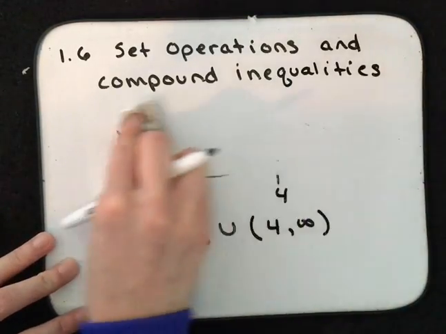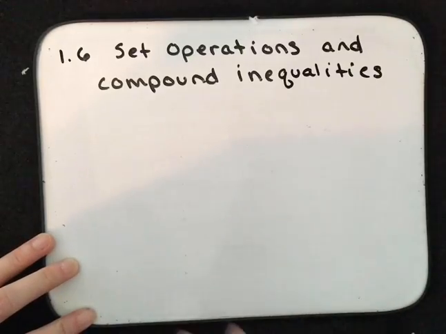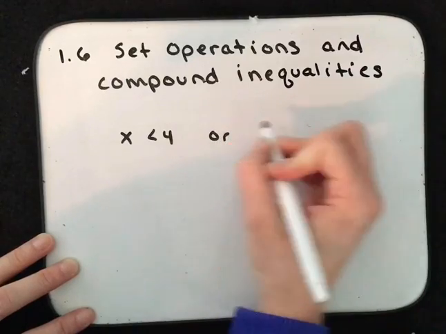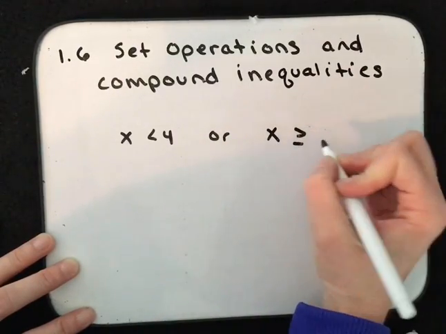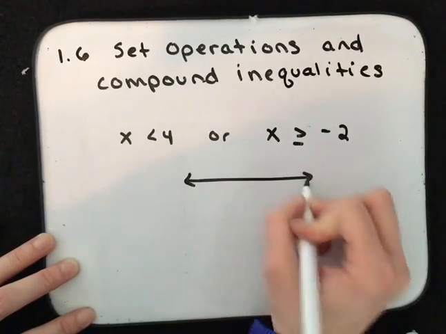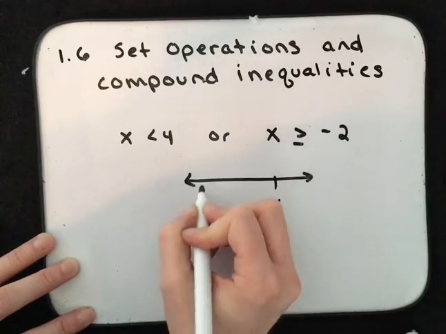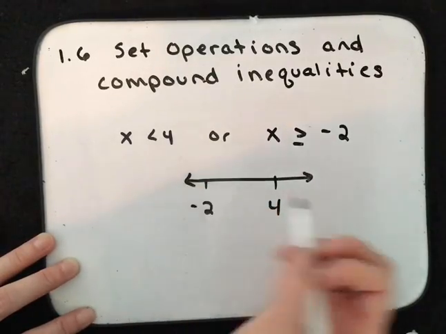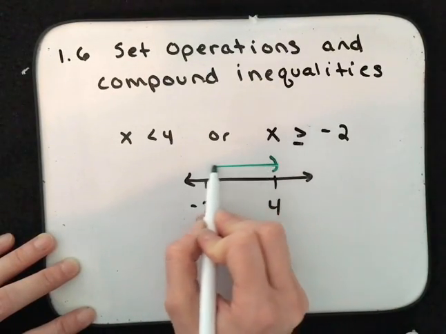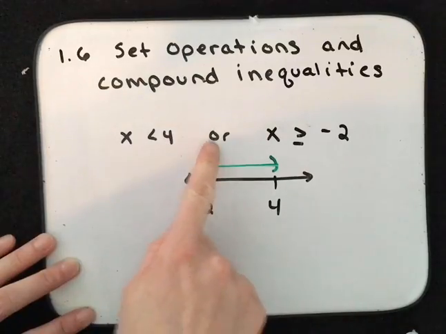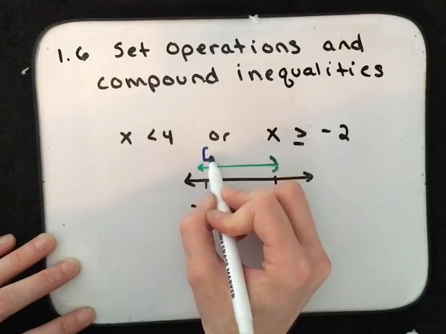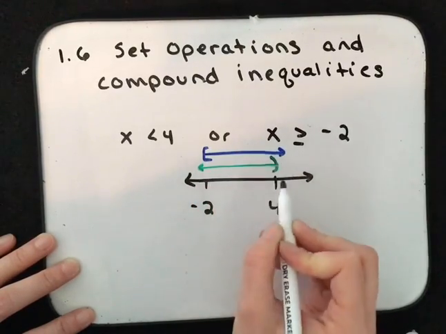Let's try again. We have x is less than 4, or x is greater than or equal to -2. So on our number line, we have 4 right here, -2 right here. X is less than 4. Can't use 4, so let's do a parenthesis. Or x is greater than or equal to -2. I can use -2, so there's our bracket, there's our parenthesis.